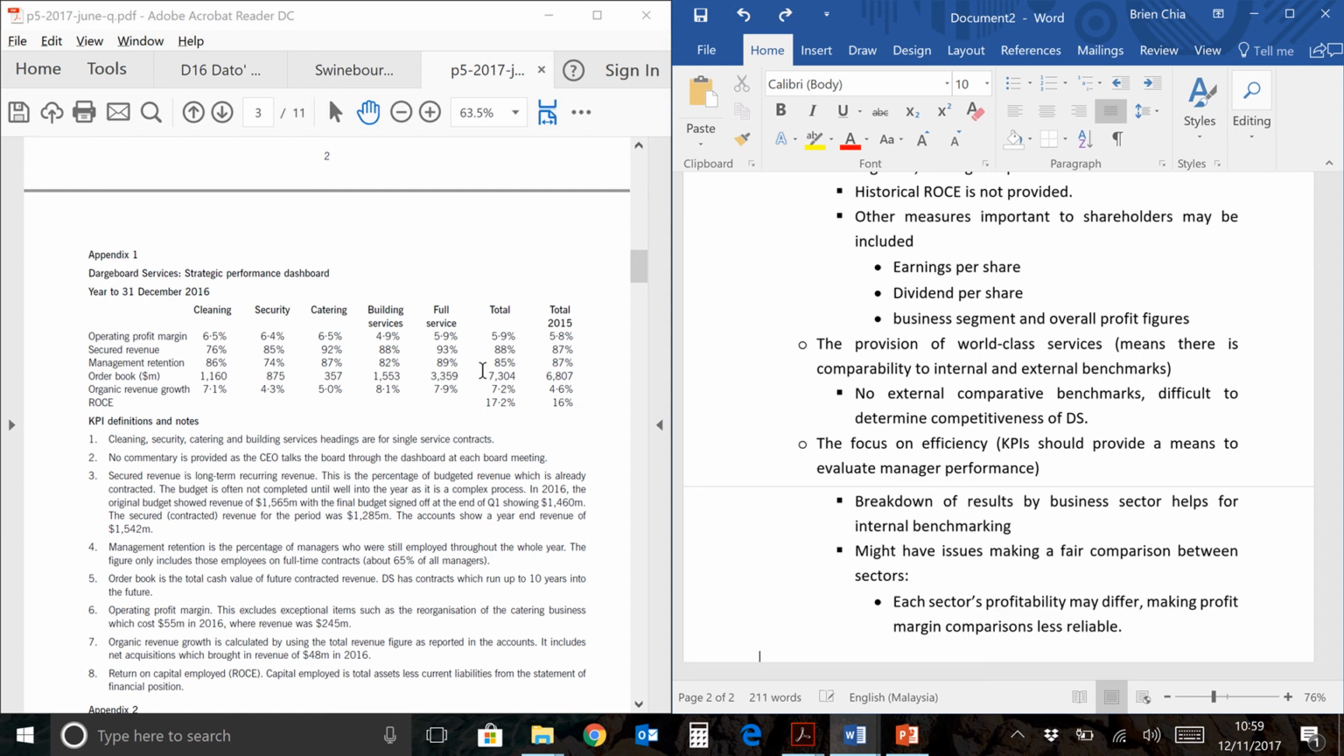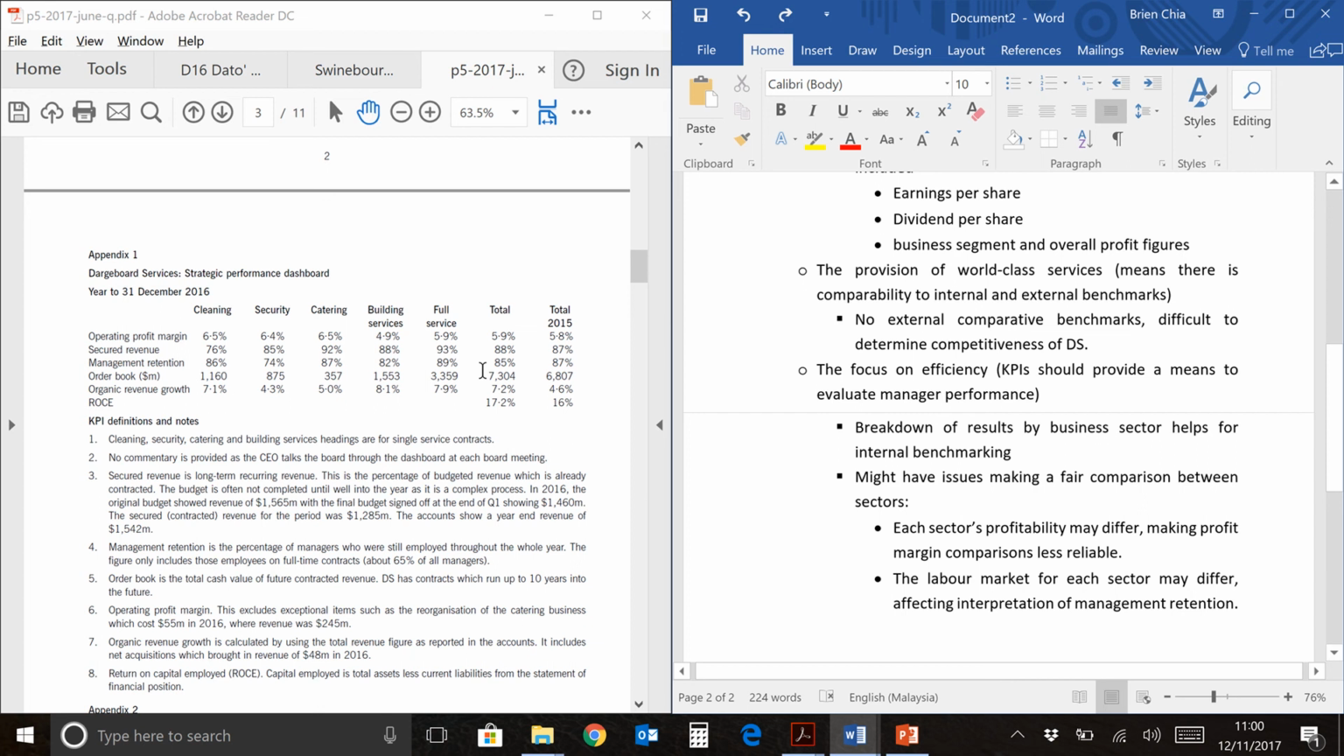For example, each sector's profitability may differ, making profit margin comparisons less reliable. For example, you have operating profit margin for building services significantly lower than catering. Maybe the general building services industry has a lower profitability.